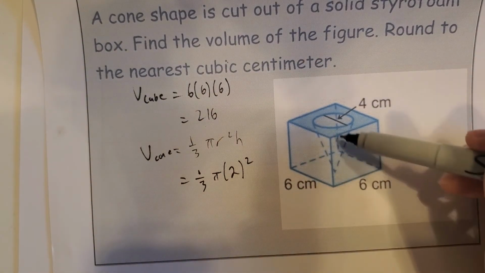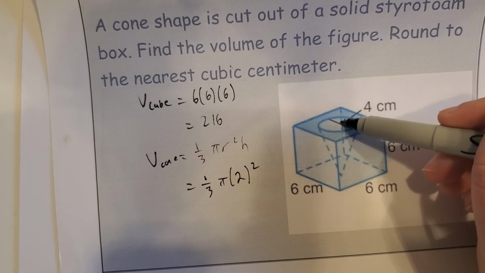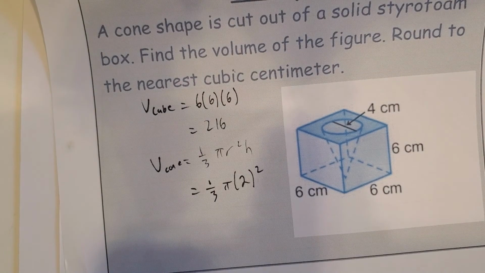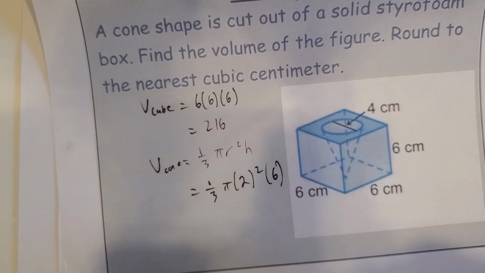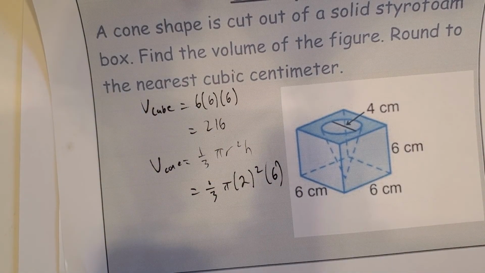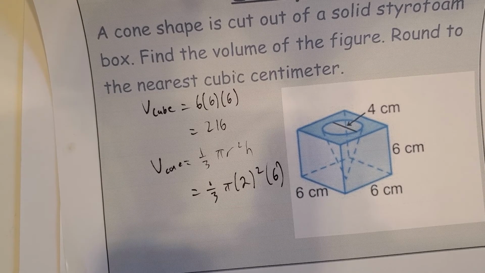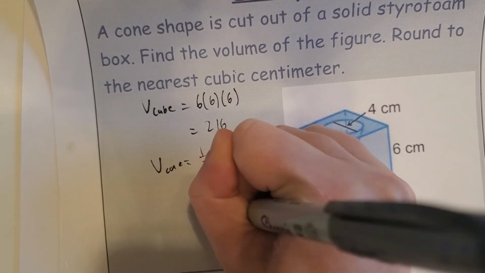And then the height, this picture tells us that the cone starts out at the top, and the high point of the cone, or in this case, the low point, stretches all the way to the bottom. So the height of this cone is the same 6. That's the height of the cube. So we're going to use that same 6 for our height for the cone. Okay? So when you do that, that's 8. So this is 8 pi.